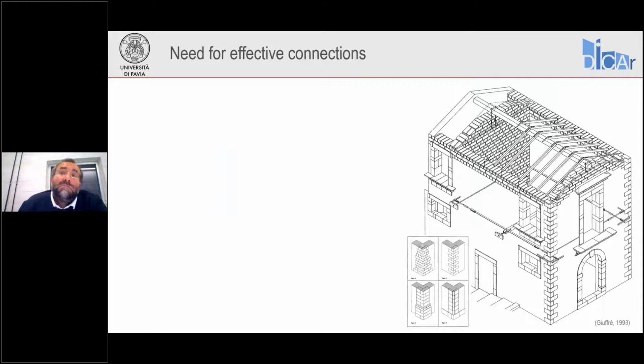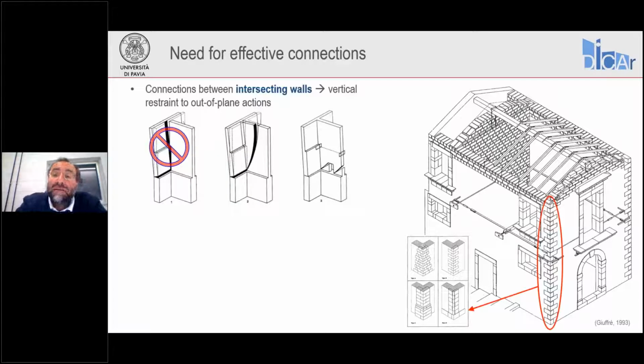So, first of all, we need that intersecting walls are well connected with each other. This will provide vertical restraint against out-of-plane overturning mechanisms. This may be achieved already by good detailing of the construction. This was sometimes done in the past with the use of large cornerstones that were providing quite good connection between the walls meeting at the corner or at the intersection in general.